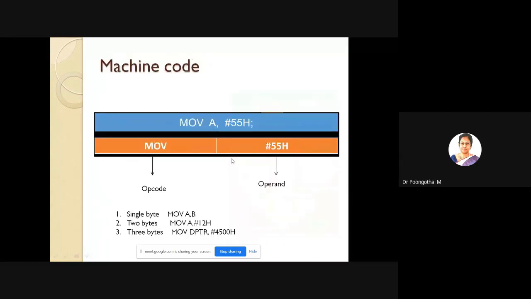So next one is opcode. What is opcode? Any idea about it? You have studied in your 8086 architecture. Actually, your microcontroller instruction has 2 parts. One is opcode, other one is operand. What is opcode?